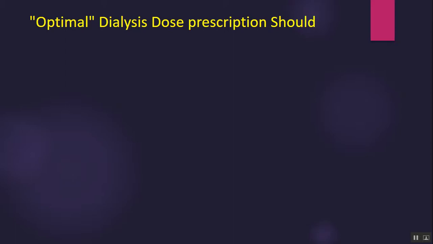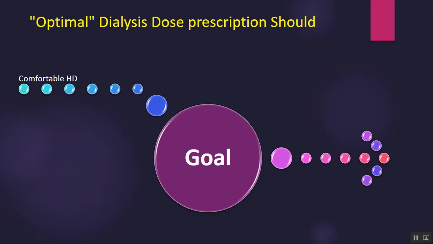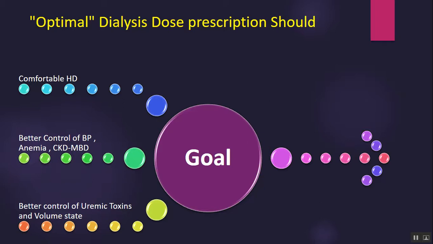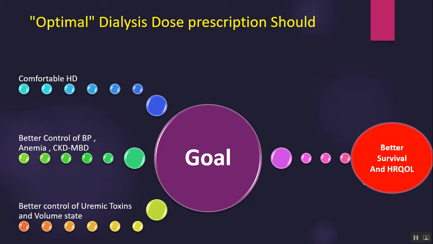The optimal dialysis dose prescription. What is the goal of therapy? I must have comfortable hemodialysis, better control of blood pressure, anemia, mineral bone disease, better control of uremic symptoms, removal of much of the uremic toxins and volume state, and subsequently better survival and health related quality of life.